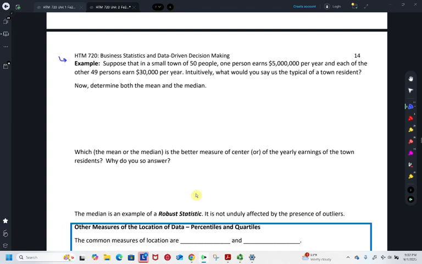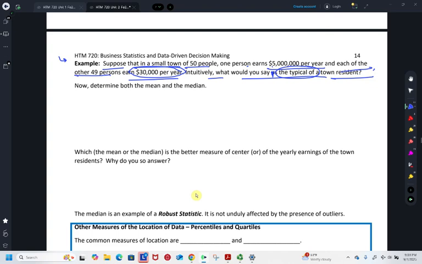In this example, suppose that in a small town of 50 people, one person earns $5 million a year, and each of the other 49 persons earns $30,000 per year. Intuitively, what would you say is the typical earning of a town resident? Without any calculations, what do you think? I would say that on average, a typical person here tends to make $30,000 per year. So that would be my answer for the typical earning of a town resident.